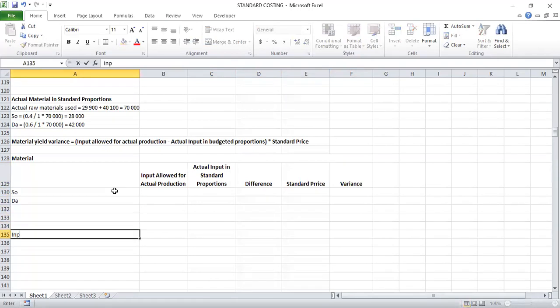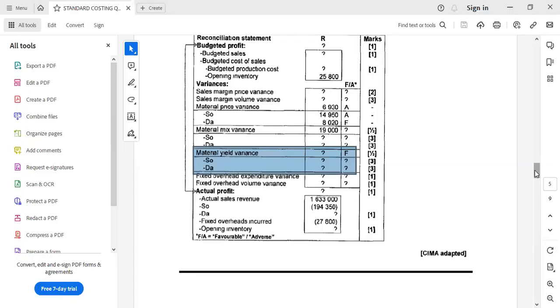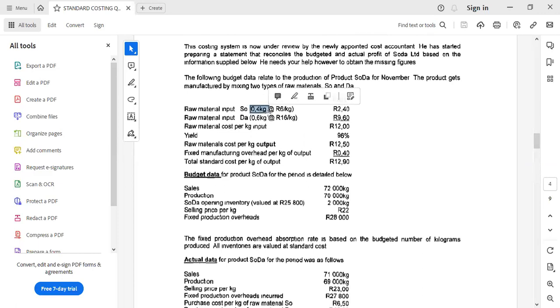All right. So first of all, let's calculate our input allowed for production. For the actual production, what were the kgs of so that we're supposed to use? According to the budget, they were supposed to use 0.4 kgs of so, and the actual production was 69,000 kgs. Each kg required 0.4 kgs of so, but you should be very careful if there's a loss. You also have to take that loss into account. That means they have to put in more raw materials because 4% will be lost after the production process. If there was no loss, we would simply multiply the 0.4 times the 69,000 production to get the input allowed. But now the input allowed is more than that because they have to also cater for the normal loss.